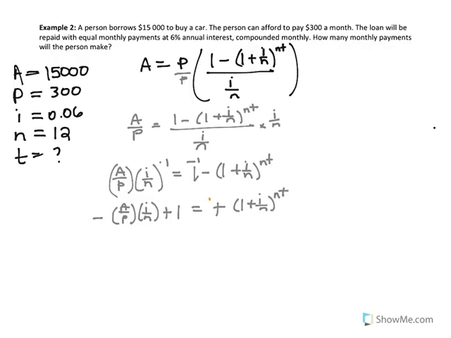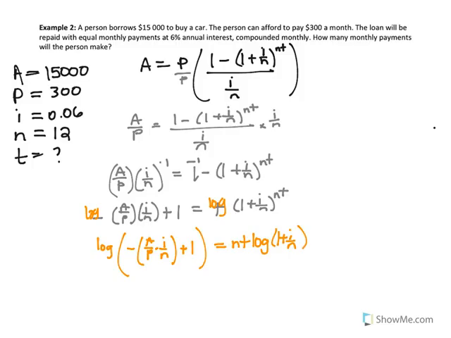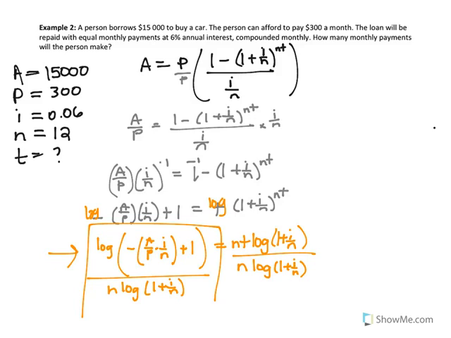Now I can take the log of both sides. So I have log of negative A divided by P times i over n plus 1 equals nt log of 1 plus i over n. And I'm going to divide by n log of 1 plus i over n. So this is the formula that I'm going to be plugging into right here.